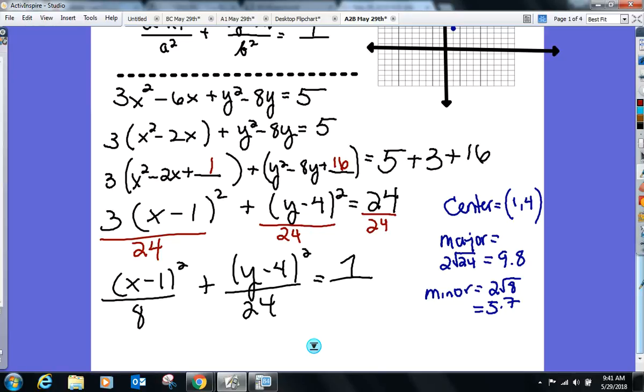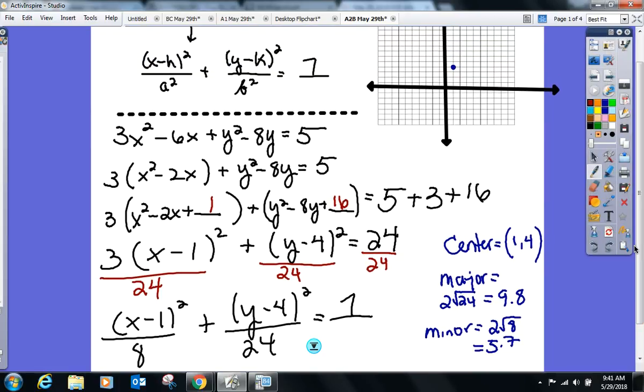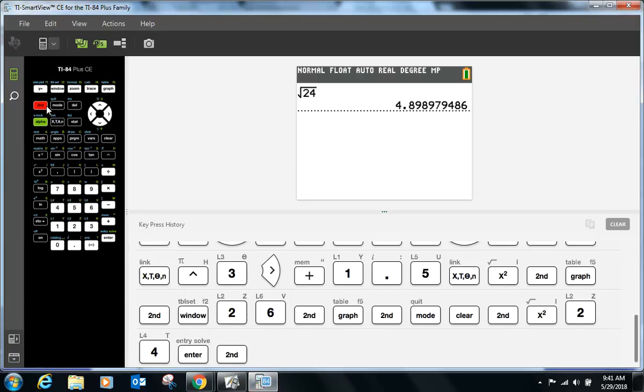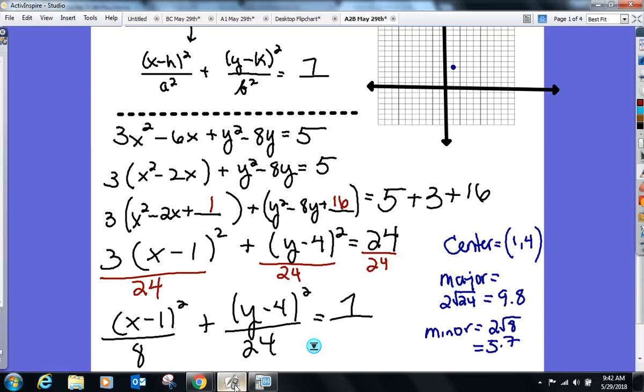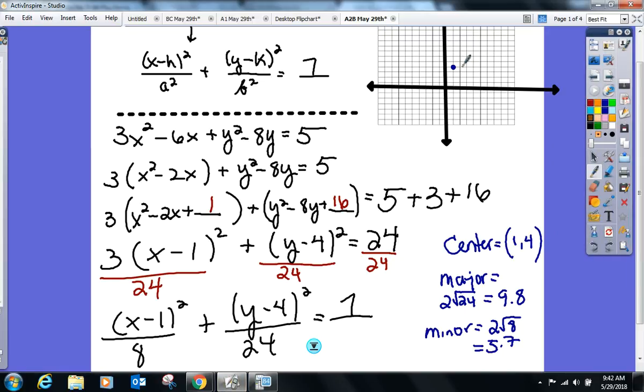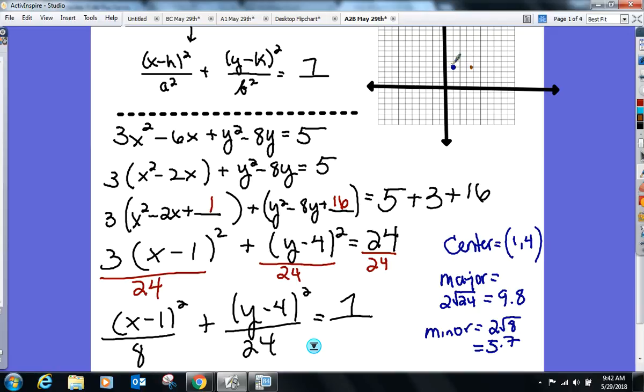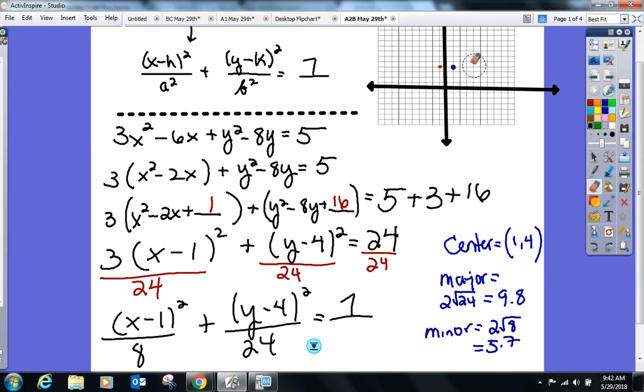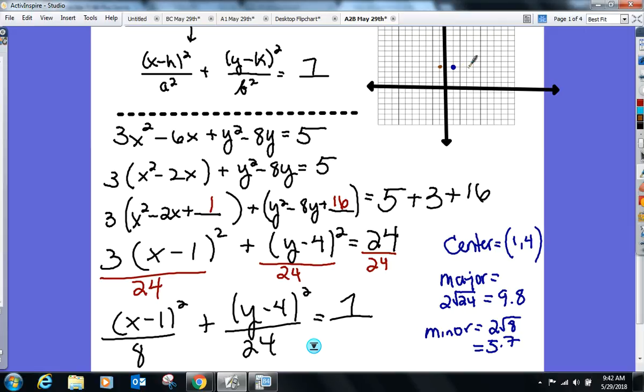But hey, answer this question. Am I going to go 5.7 to the right and to the left? No, that's the total distance of the axes. So how many units should I be going to the right and to the left if there was an 8 here? About 2.8 to the right and to the left. All right, so from that center, go about 2.8 to the right and to the left. And I went too many. I'm good.